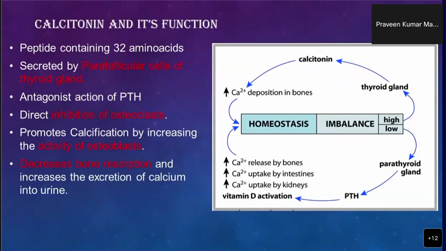Role of calcitonin. Calcitonin is a peptide containing 32 amino acids. It is secreted by the parafollicular cells of the thyroid gland. Calcitonin is the antagonist of the action of parathyroid hormone, with direct inhibition of the osteoclast. It promotes calcification by increasing the activity of osteoblasts, decreases bone resorption, and increases the excretion of calcium into the urine.